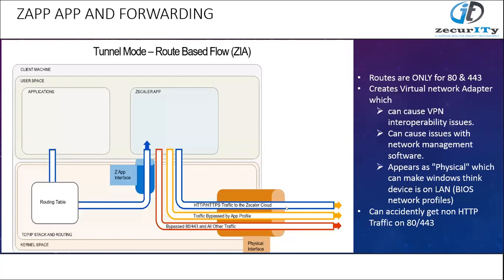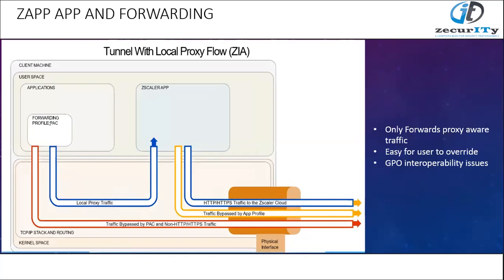So here, the bypassed traffic will be handled by the app profile. You can see the app profile is the main part to handle exceptions. And you have other exceptions like VPN bypass, where you can bypass the VPN related traffic, and all other traffic will be bypassed from the app profile, because Zscaler app induces the route only for 80 and 443.